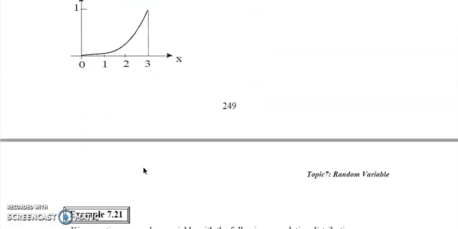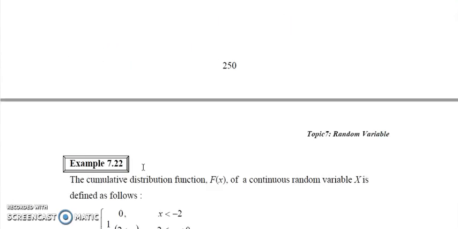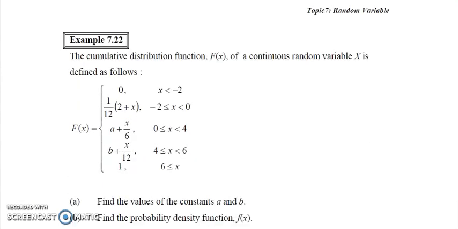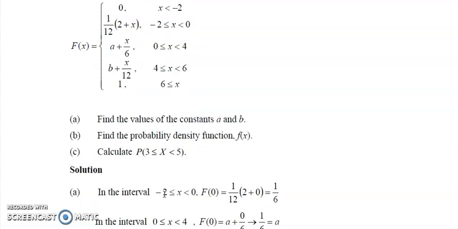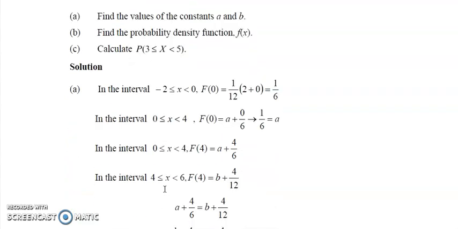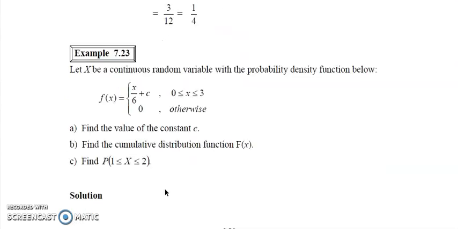And this is the graph, which is 7.21. You may refer to the previous one. Make sure you try it first. And 7.22. As for example 7.22, we already have a solution. It is a little bit tricky. Find the value of a and b. You can see from these two functions. So just try to locate it first, find the PDF, and calculate for x between 3 and 5. Try to look at the solution. Try to do it first.